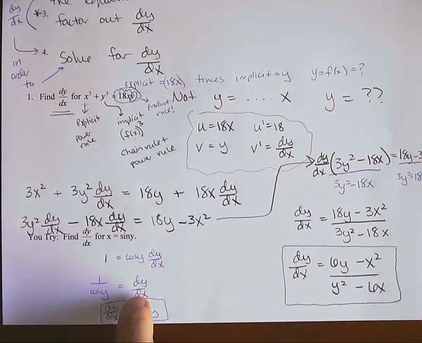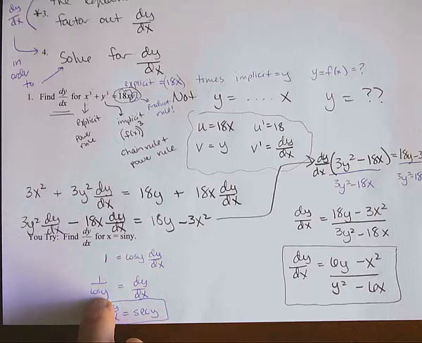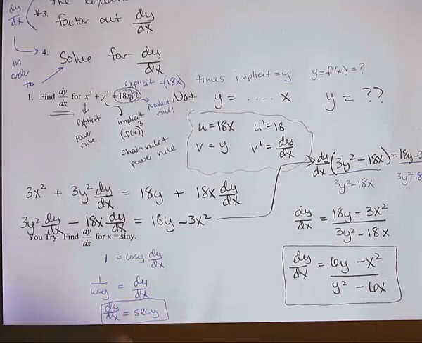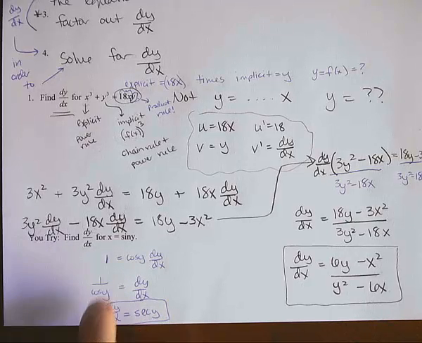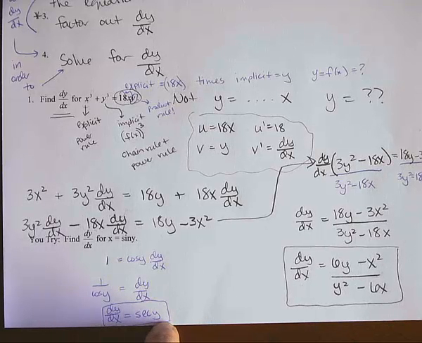Then we want to isolate dy/dx. So to do that, we would just divide both sides by cosine y. So I have 1 over cosine y equals dy/dx, and then I want to just simplify my answer. And so 1 over cosine of anything is just secant of that thing. So 1 over cosine y is secant y, and so that's our derivative of y with respect to x.